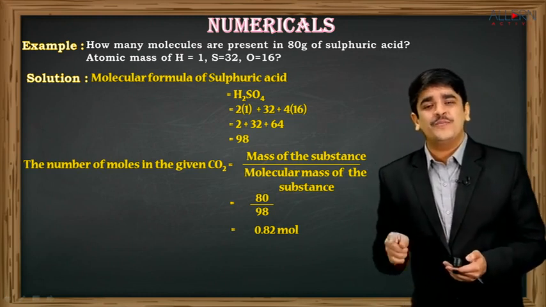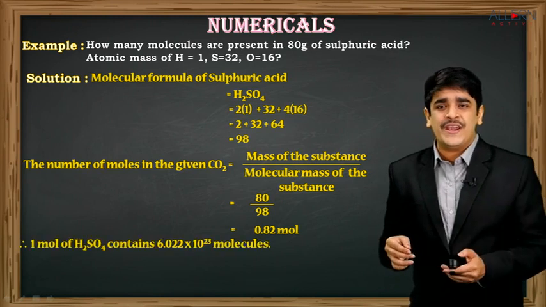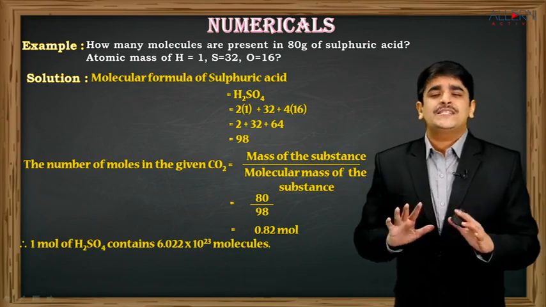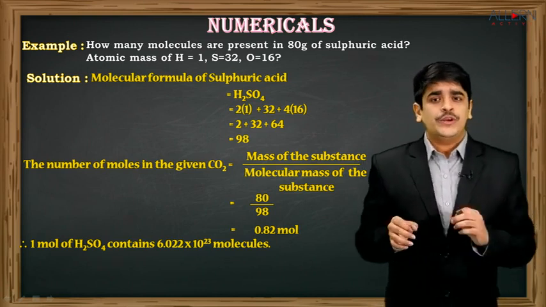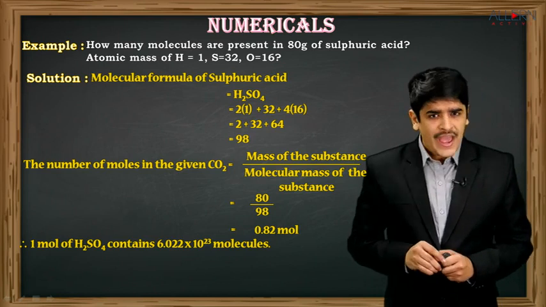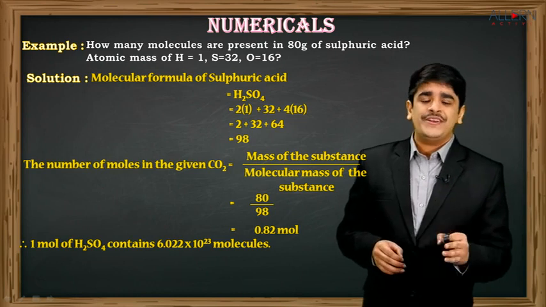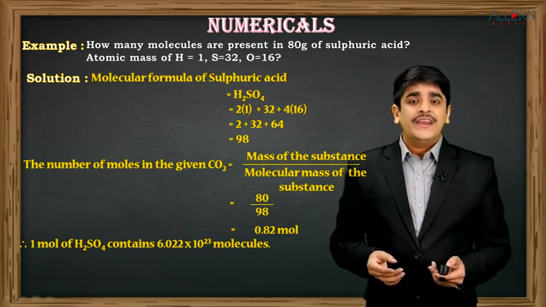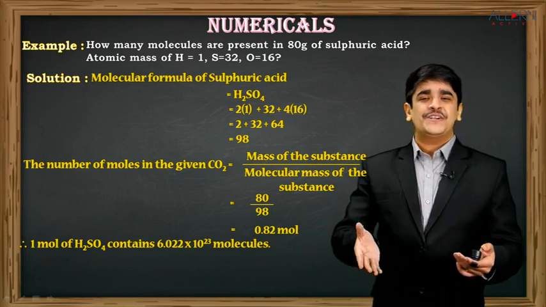We found out the number of moles, we need the number of molecules, but we have a statement for that as well. 1 mole of any substance, 1 mole of sulfuric acid contains 6.022 into 10 raised to 23 molecules of sulfuric acid. Do we have 1 mole? No, we have a slightly lesser quantity. We have 0.82 moles. So, what are we going to do? Take that 0.82 multiplied by Avogadro's number, get your final answer.